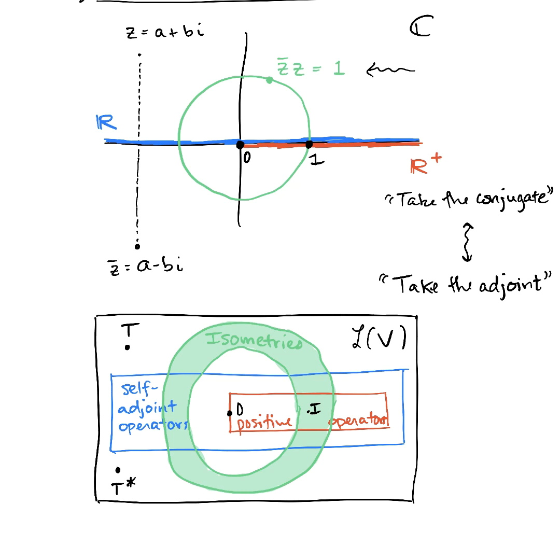In R2, rotation by 90 would be an example of an isometry that is not self-adjoint. Okay, so we have these pictures, and we have all sorts of different operators we've been interested in. Now there's one last property of numbers in the complex plane that might point to an analogous property for linear operators.